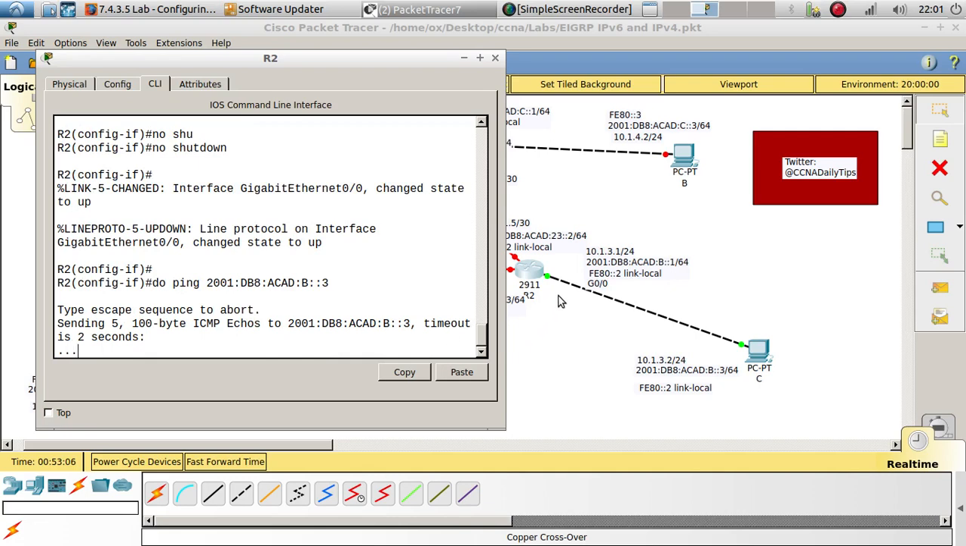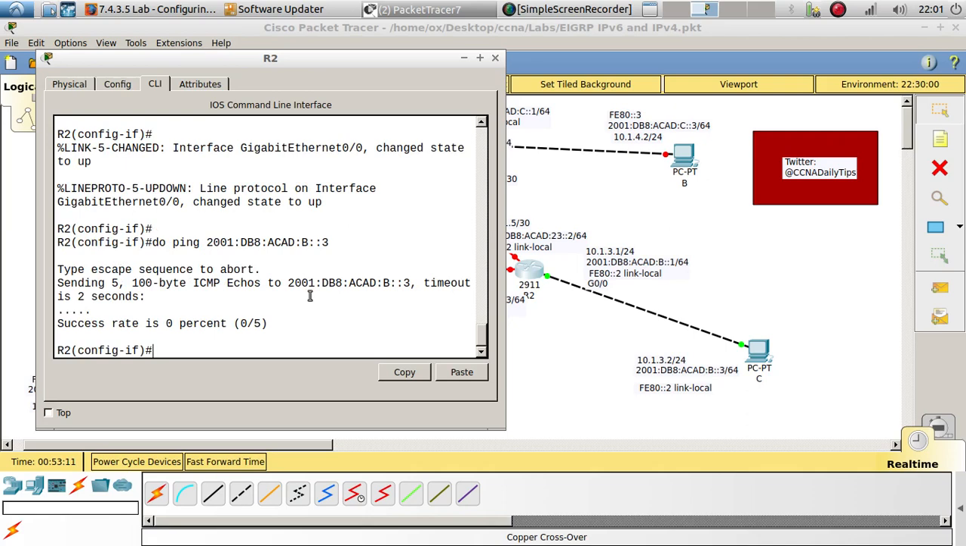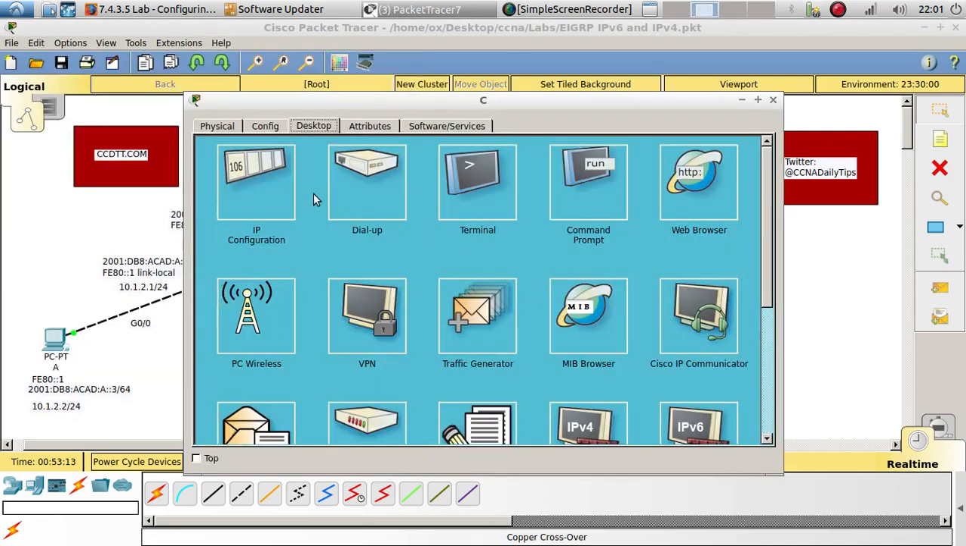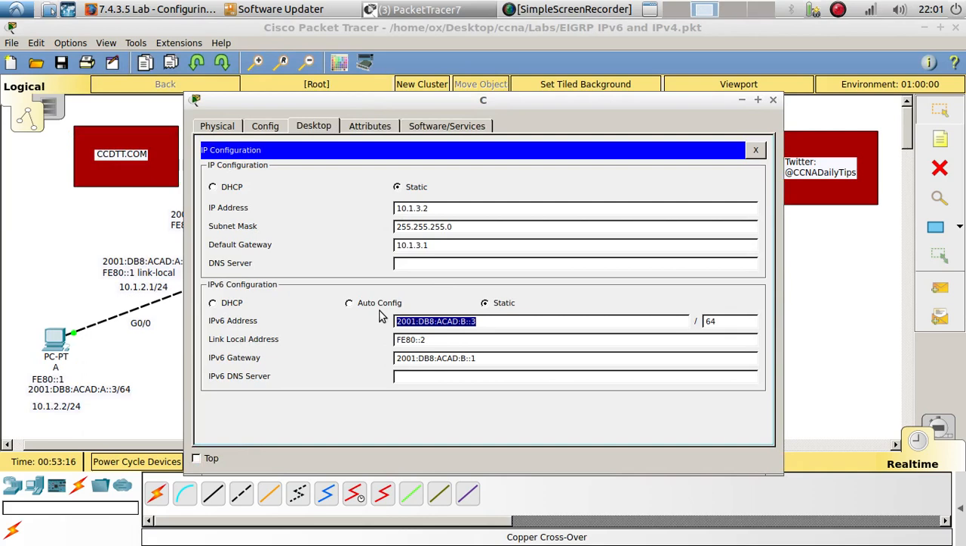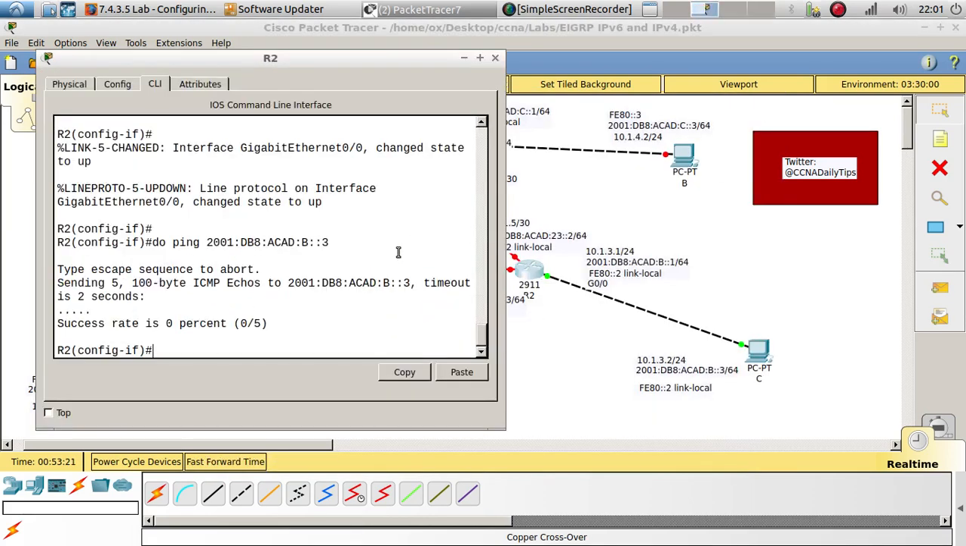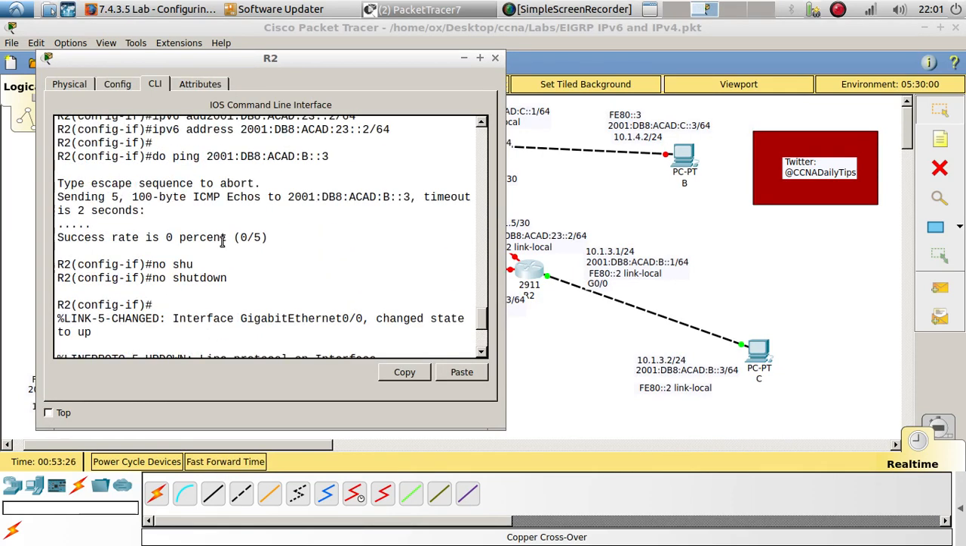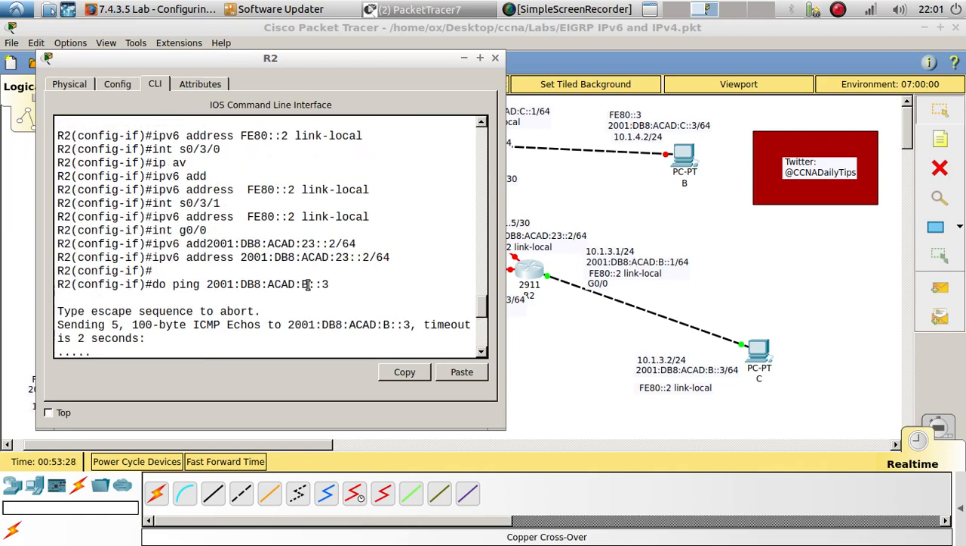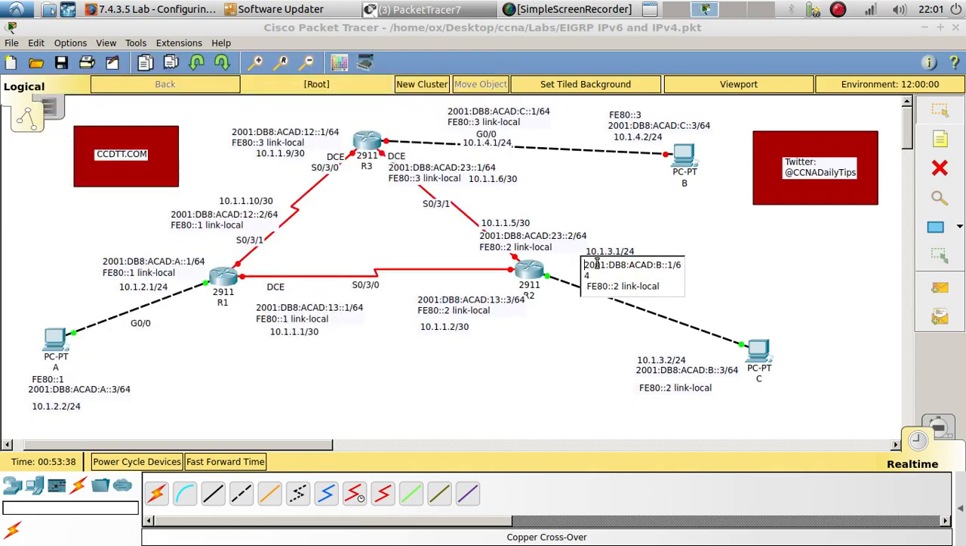And we are still not able to ping this IP address. Let's see why we're not able to do that. Is this the same interface? Yep, it is the same. But why are we not able to ping this interface? I think we configured the wrong IP address. Let's see. 23. So yeah, it has to be this one. So I copied the wrong one, or I configured the wrong one.